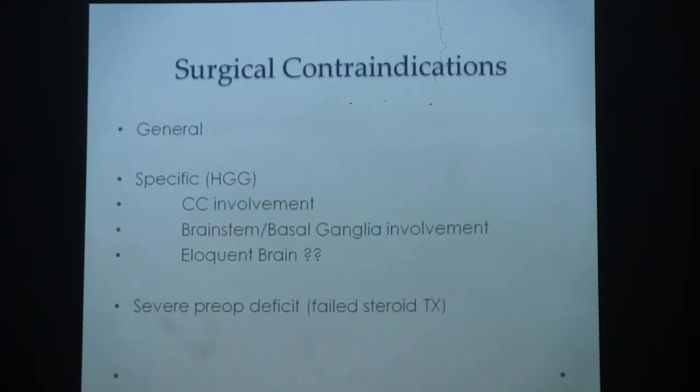So contraindications for glioma surgery. Of course, there are general ones: too old a patient, the patient after several heart failures or whatever like that. Then there are specific ones, especially in high grades. It's brainstem and corpus callosum involvement, at least this is written in textbooks. Eloquent brain, similarly, in the past, eloquent brain was out of limits. And severe preoperative deficit, which doesn't improve with the steroid treatment.